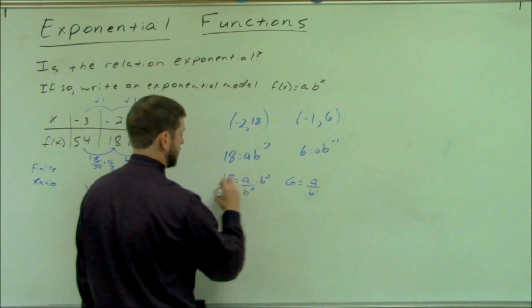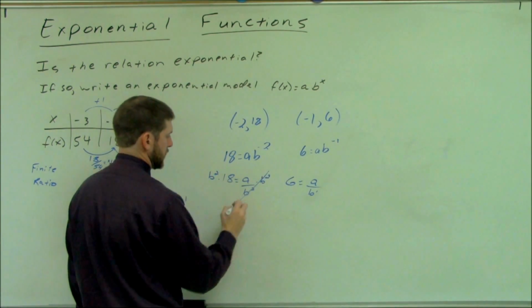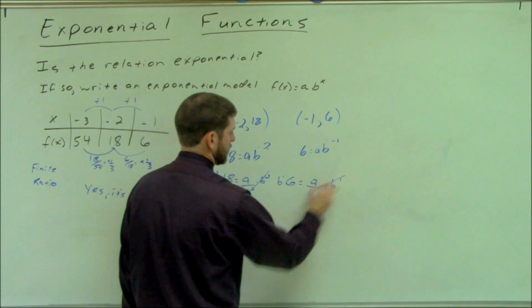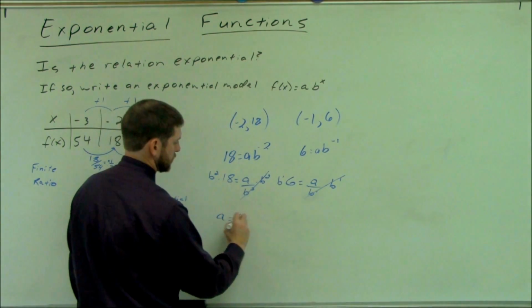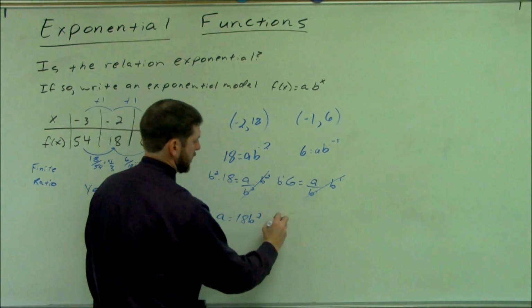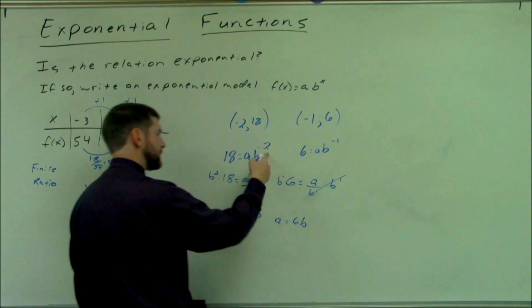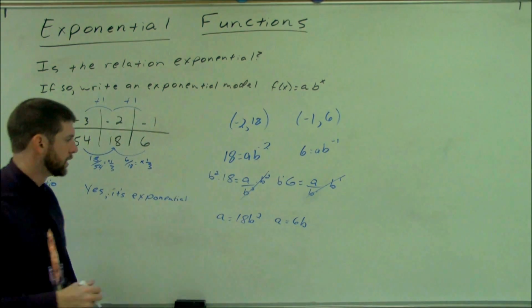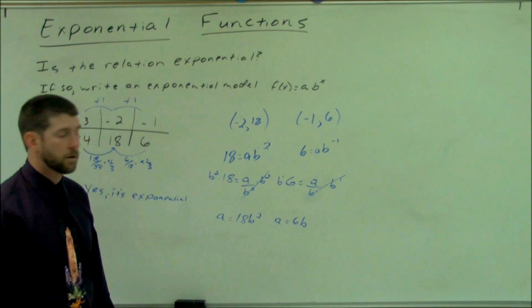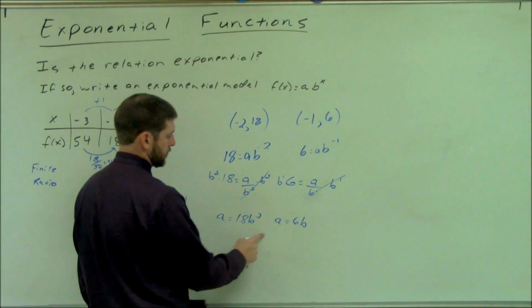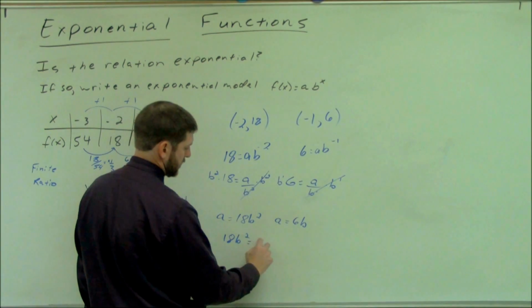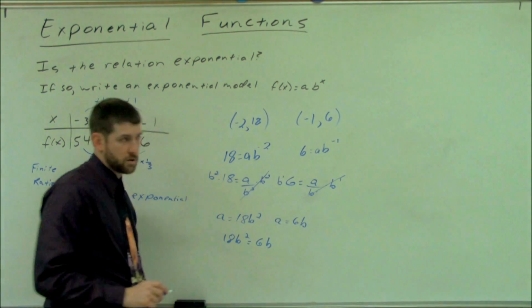Times b squared times b squared, times b to the first times b to the first. So we have a equals 18b squared and a equals 6b. Same thing as if I'd have recognized up here to get rid of a -2, I multiply by a +2. Still would have put me here. Substitution says once they're equal to the same thing, we set them equal to each other. 18b squared equals 6b. And now we have a quadratic equation.